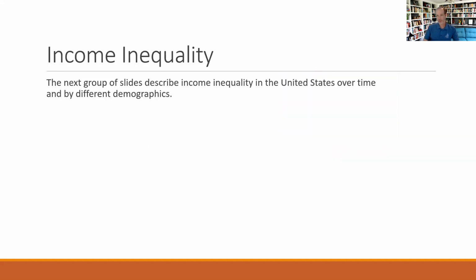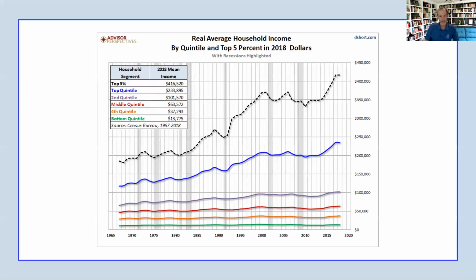Okay, so the next group of slides, we're going to talk about income inequality in the United States over time and look at some different demographics. Okay, so this first slide here, it breaks down changes in household income from 1965 through 2018 or something, if you look at the bottom here.